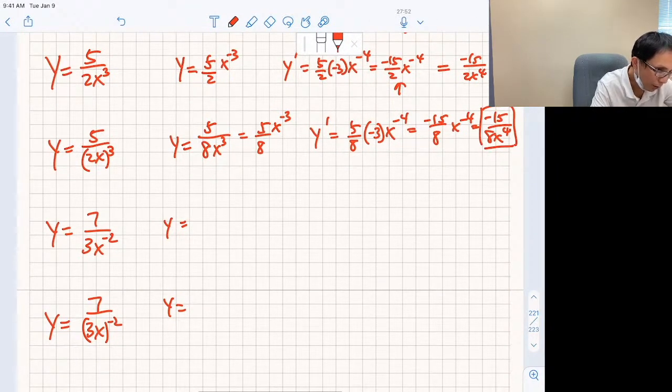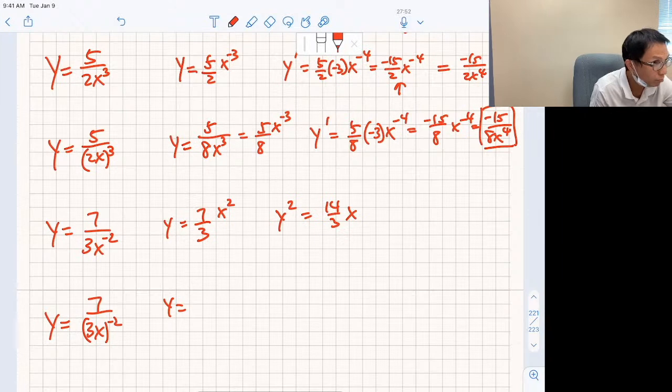So this one has a negative 2 on the bottom. It's nice because you just have to switch it up. So it becomes 7 over 3 x to the 2. Now I can take a derivative, which is just 14 over 3x. That's it. It's not y squared, it's y prime.